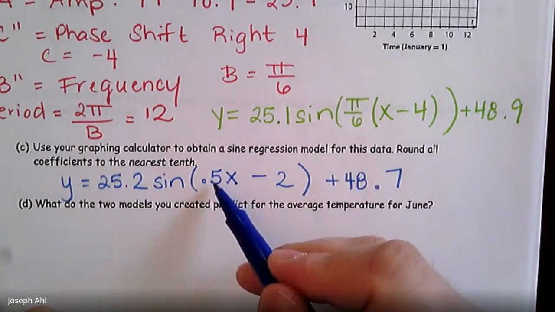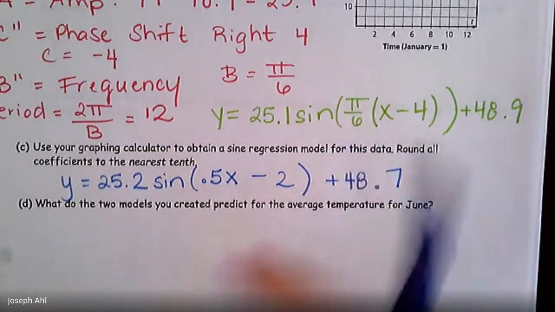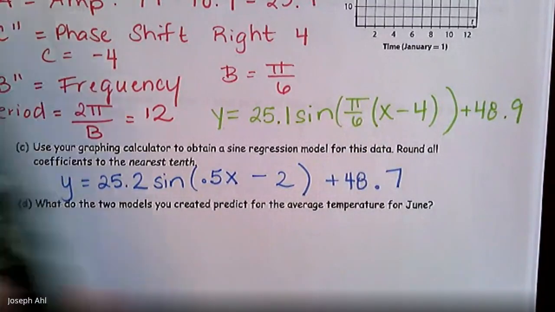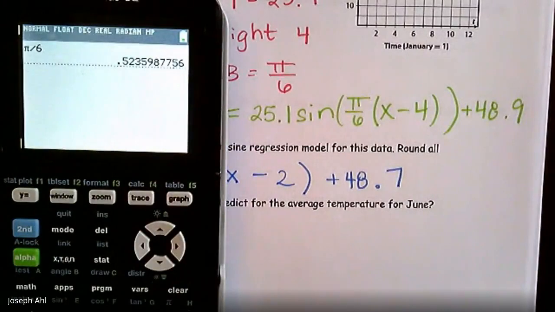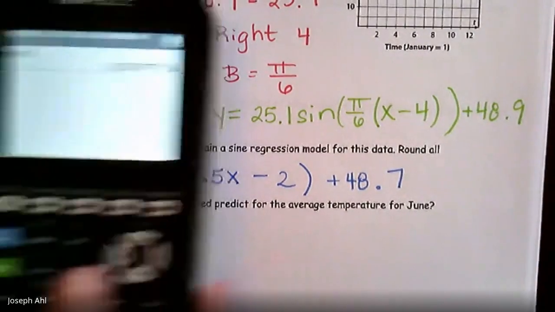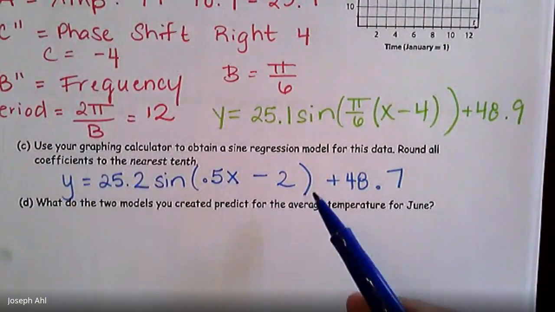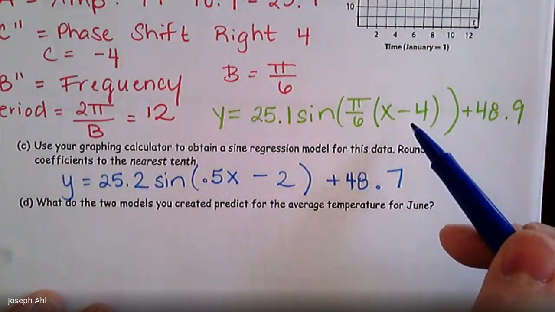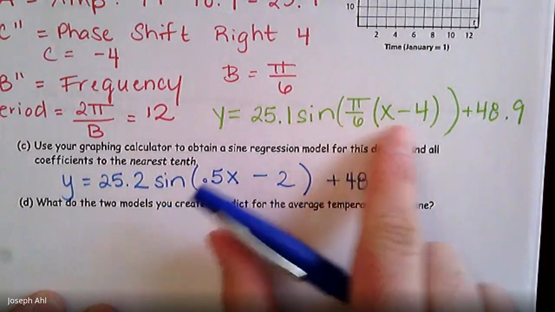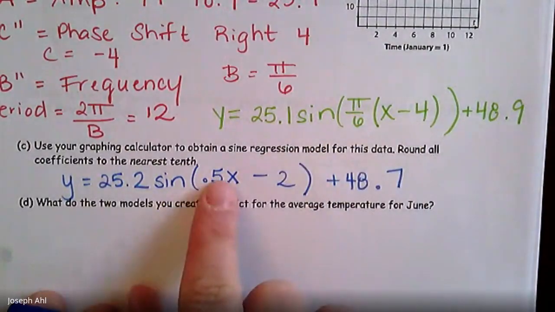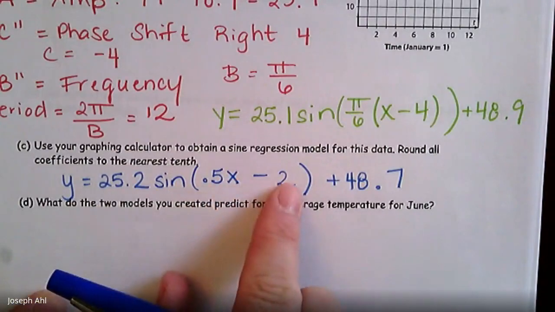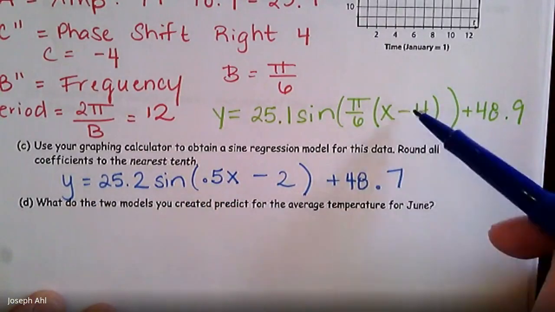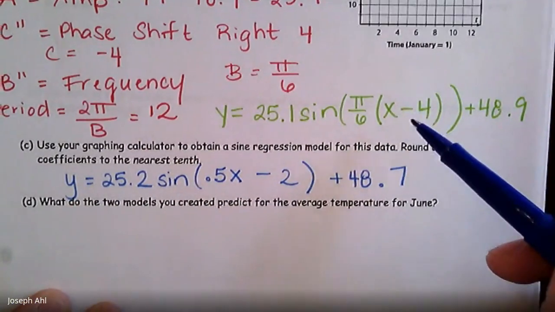If you're looking at the frequency and you're saying that doesn't really look like pi over 6 to me, well, pi divided by 6 is about 0.5, right? 3.14 divided by 6. So that seems like it's making sense. Well, why is this a -2 though and not a -4? It's because here the frequency is factored out. So if you factor out 0.5 from this expression, it's going to read x -4, which then really closely matches what I have here.